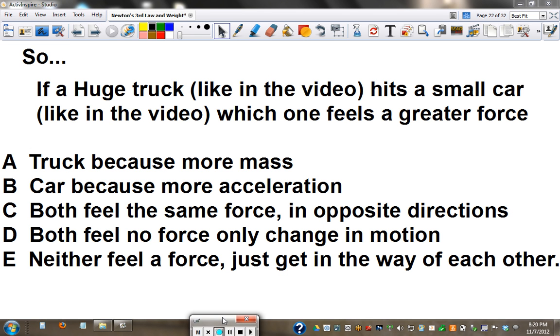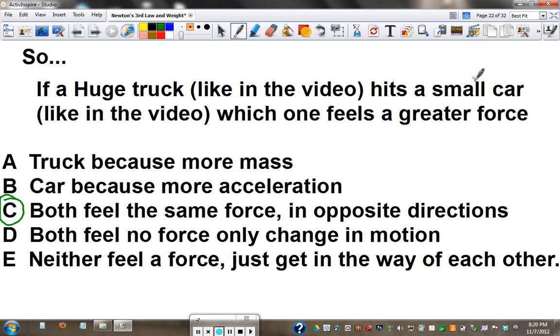So, let's put this down here. If a huge truck, like in the video that I hope you watched right before this, hits a small car, also like in the video, which one feels a greater force? Pause the video and answer. And the answer is, drumroll, C. They both feel the same force in opposite direction.